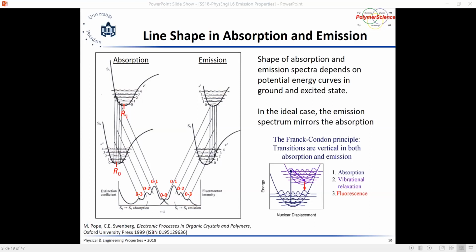If you have large rigid molecules, they will tend to have similar geometries in the ground and the first excited state. And as a result of having similar geometries, they will have similar vibrational structure, and the separation of the peaks in the absorption spectrum will be similar to the separation of the peaks in the emission spectrum.